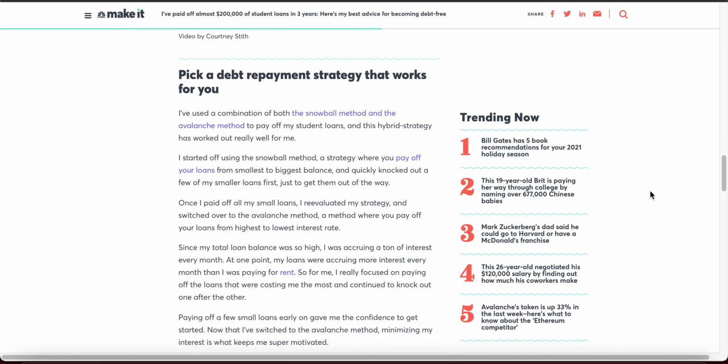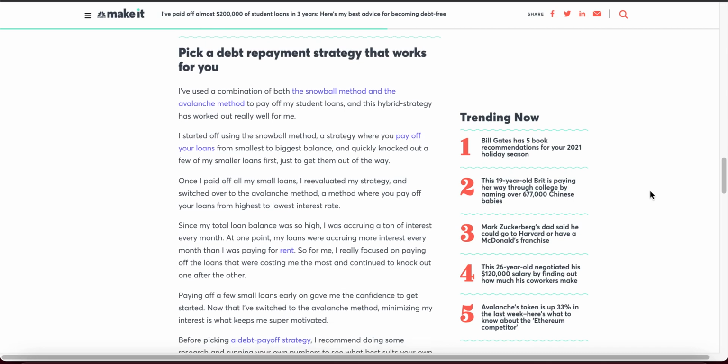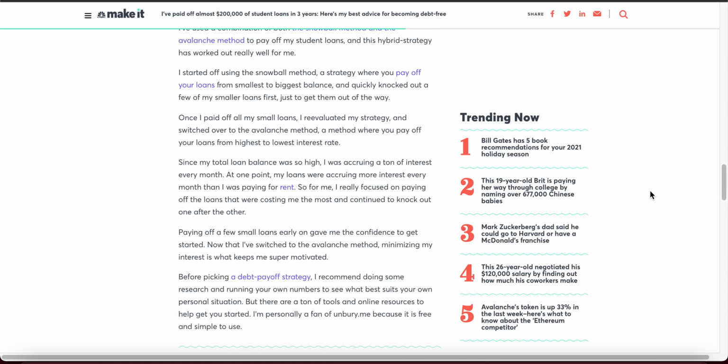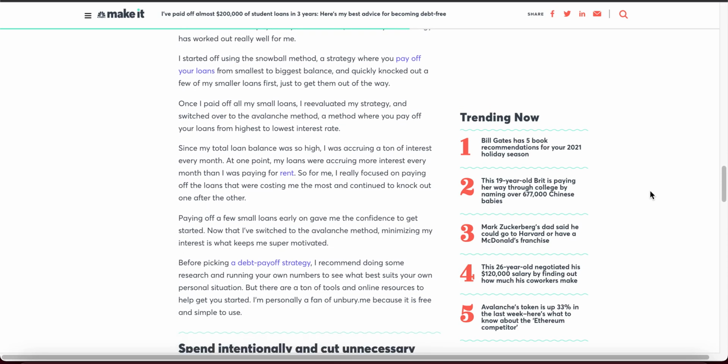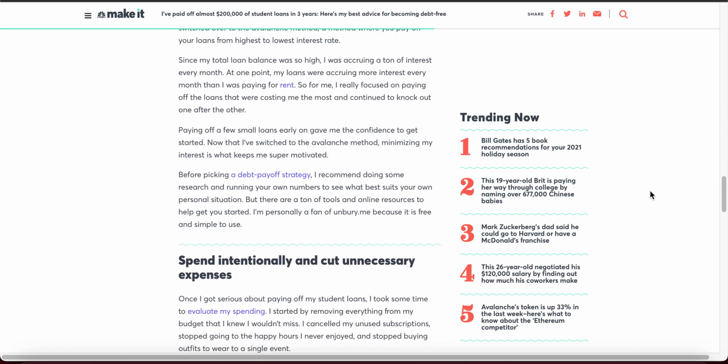Paying off a few small loans early on gave me the confidence to get started. Now that I switched to the avalanche method, minimizing my interest is what keeps me super motivated. Before picking a debt payoff strategy, I recommend doing some research and running your own numbers to see what best suits your own personal situation, but there are a ton of tools and online resources to help get you started. I'm personally a fan of Unburied.me because it is free and simple to use.